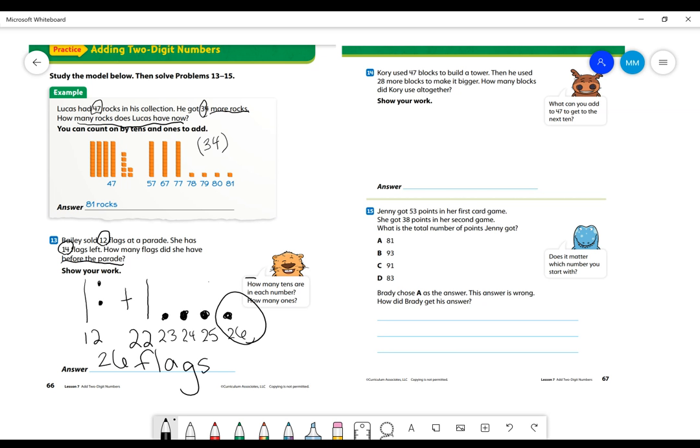And I'm going to make sure to use a topic-specific word. We talked about that in reading. I have to tell 26 of what? She had 26 flags. All right, let's move on to 14.